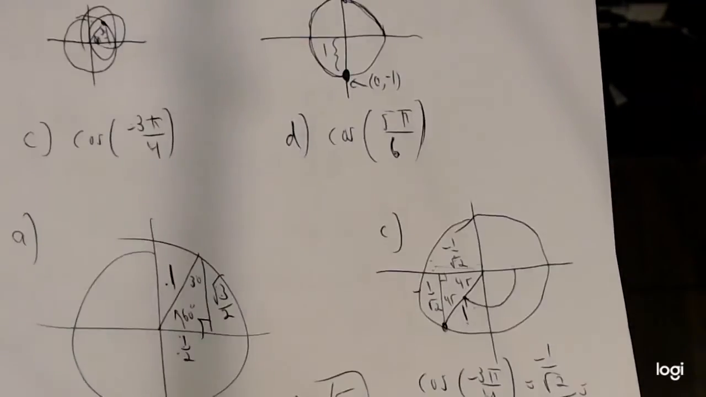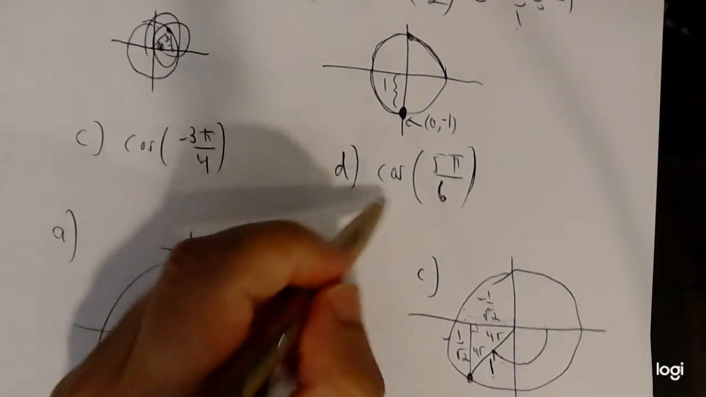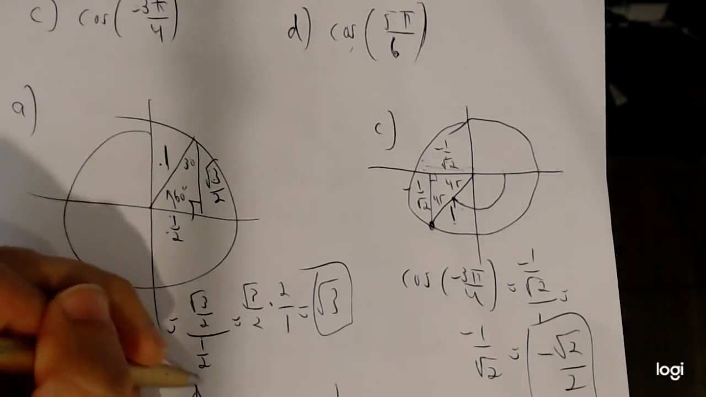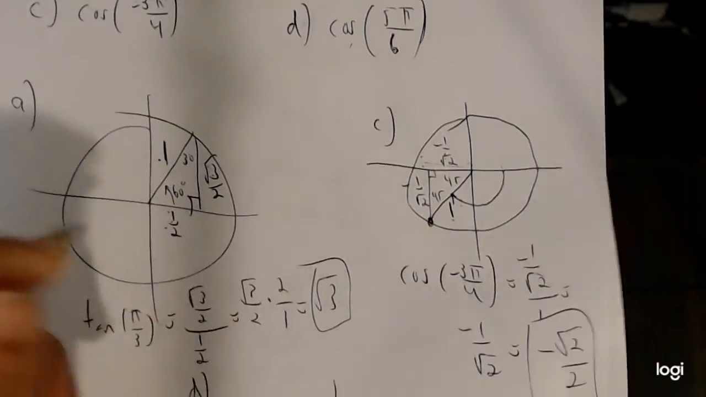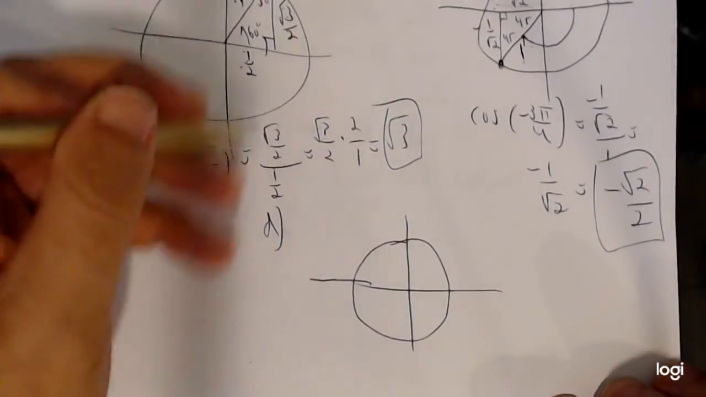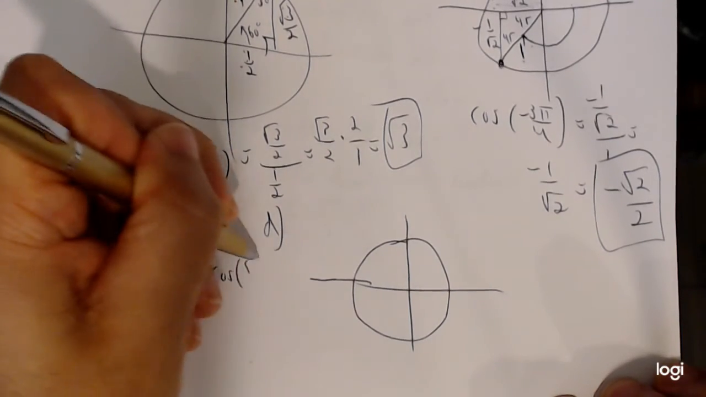Okay, now to do part D, we're going to do the same thing. So let's draw this out. This is D. Let's draw the circle large enough. And let me move this so you can see it. Okay, and what is it that we're trying to figure out? Cosine of 5 pi over 6.